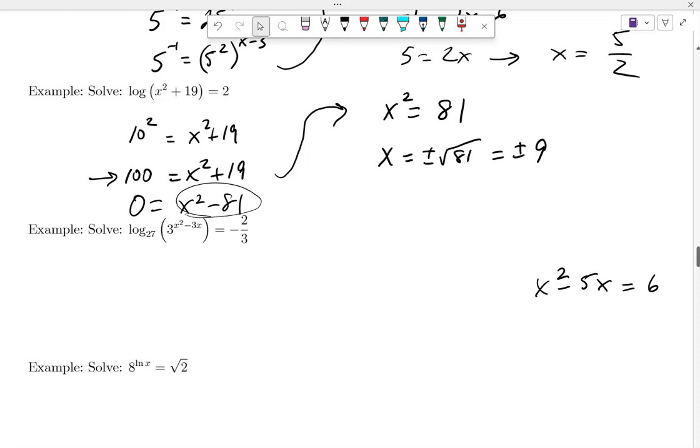That okay? Work on the next one for a second. Speaking of factoring stuff, work on the next one for a minute.